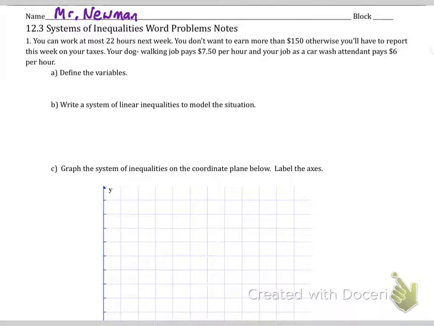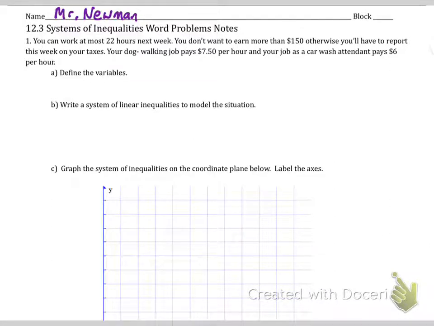and let's get started. You can work at most 22 hours next week. You don't want to earn more than $150, otherwise you'll have to report this week on your taxes. Your dog walking job pays $7.50 per hour, and your job as a car wash attendant pays $6 per hour.